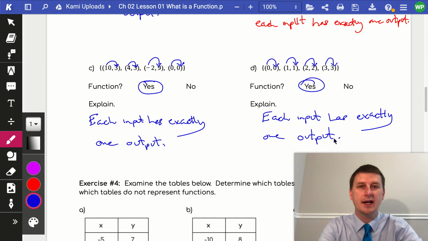And that's all for exercise number 3, where we look at a set of points to determine if it's a function or not, and then explain why.